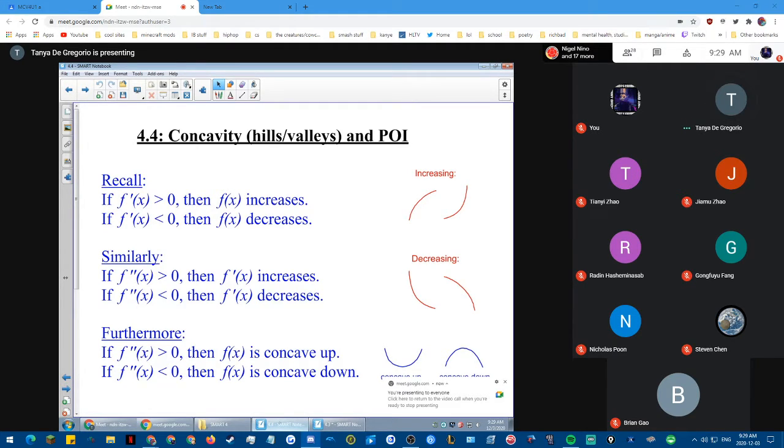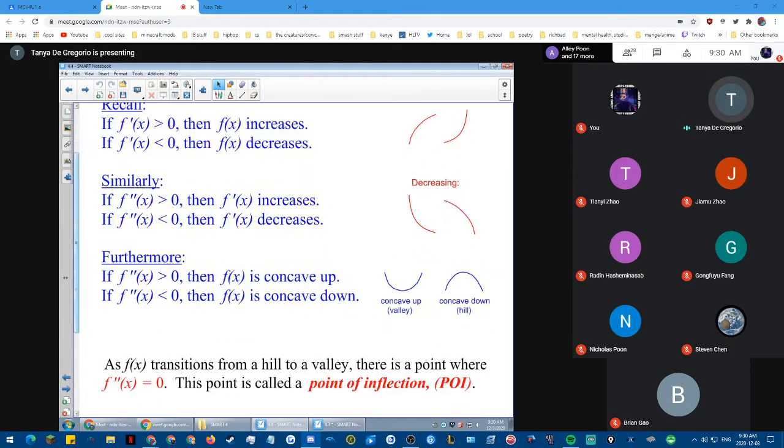4.4. So, now we're going to talk about concavity, hills and valleys, to add yet another element to our graphs. So recall, if your first derivative is greater than 0, then we know the function is increasing. If your first derivative is less than 0, then we know the function is decreasing. Similarly, we're going to look at second derivatives now. If your second derivative is greater than 0, that means that your first derivative is increasing. So let's stop and absorb that for a minute.